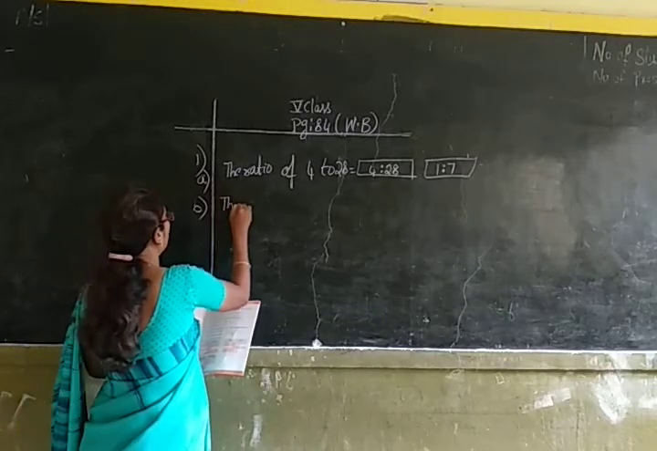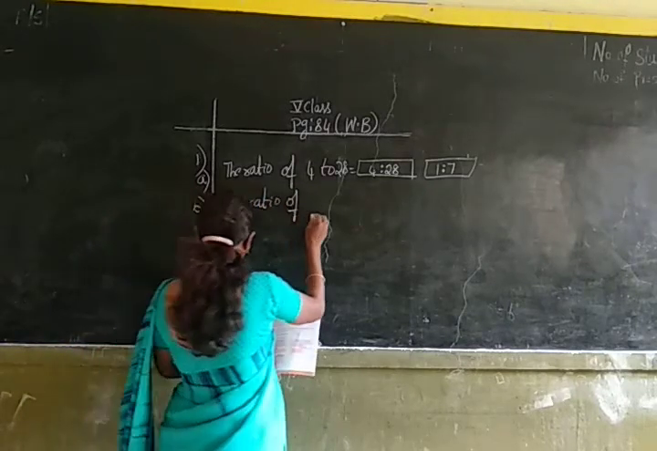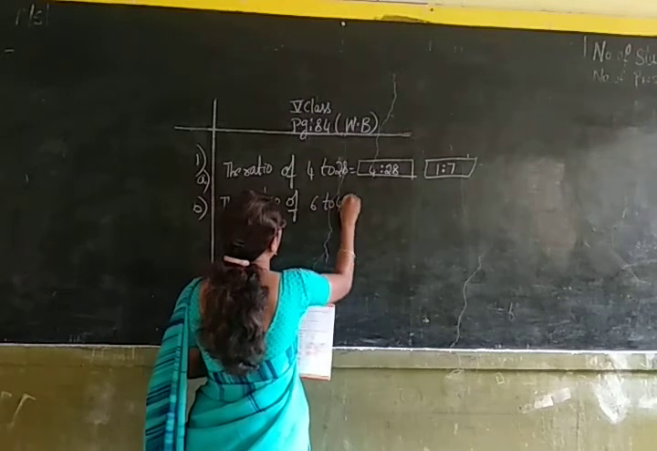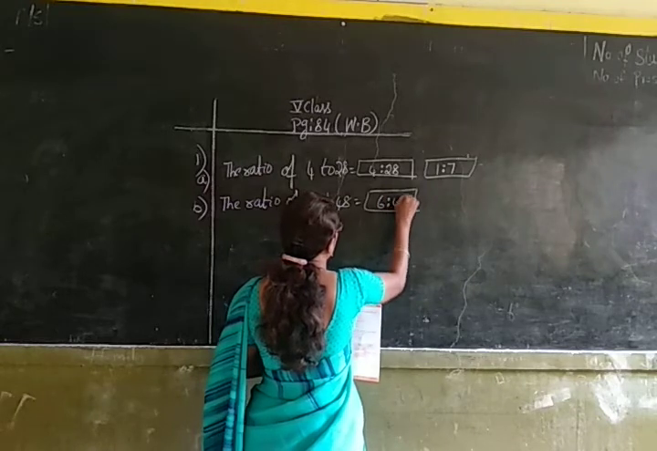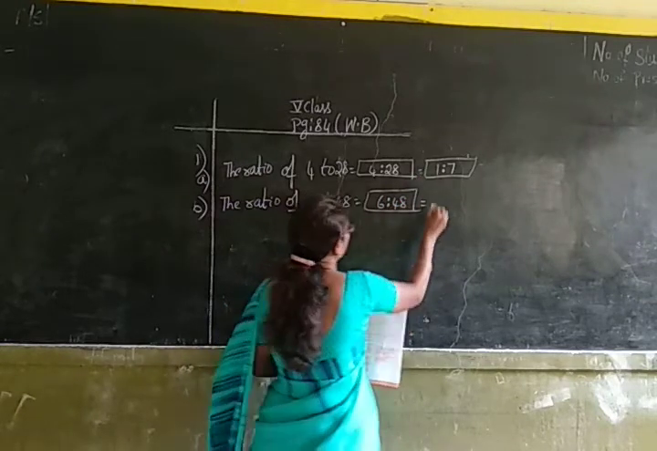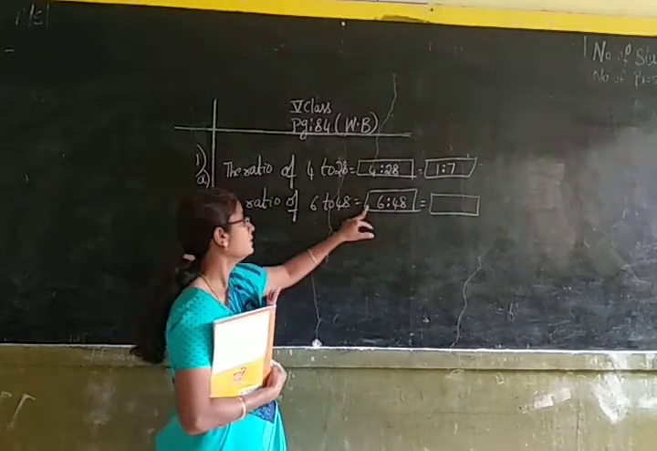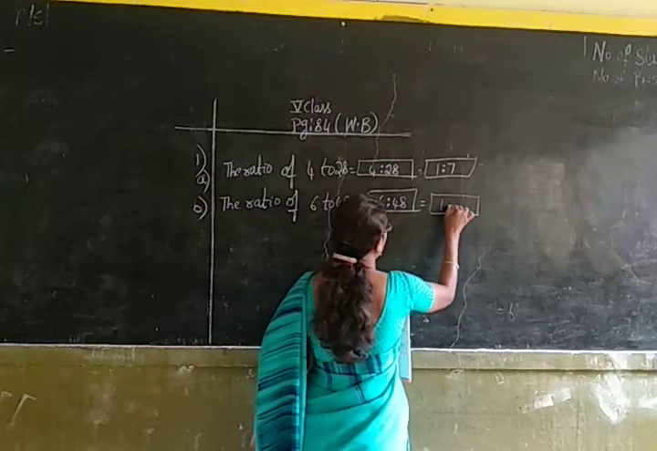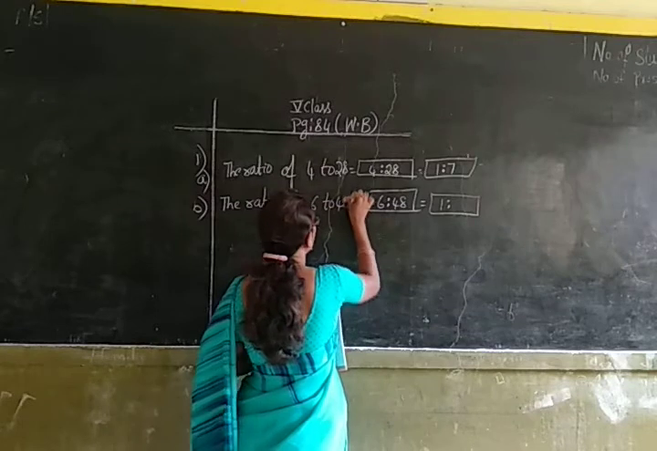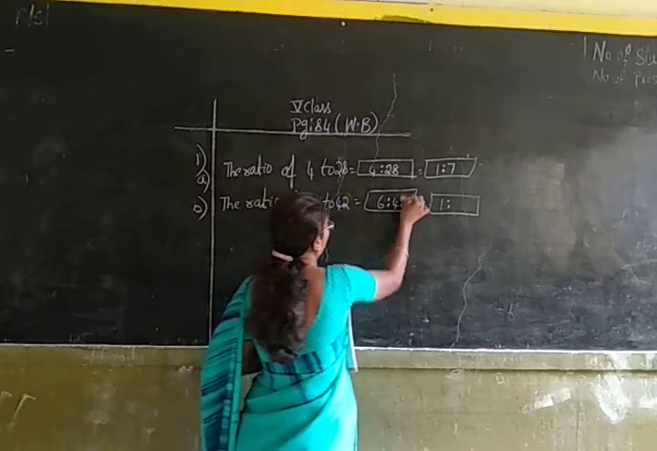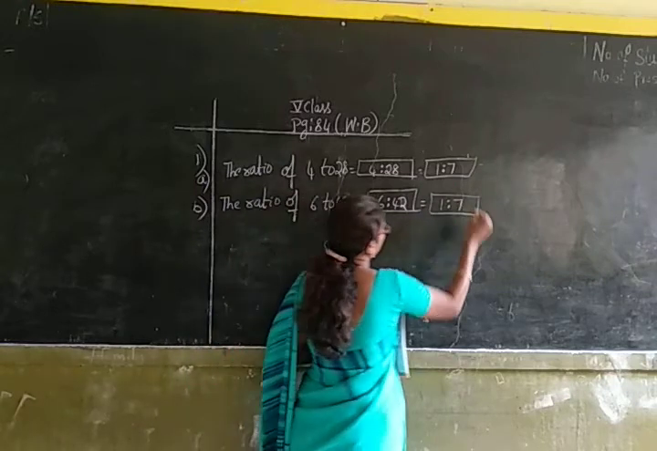The ratio of 6 to 48, which means it is equals to 6 is to 48. Now let us find out the lowest form of this ratio. So 6 and 48 are in 6th table. 6 goes in 6 one time and 6 goes in 48. Sorry children, this is 42. Okay, this is 42. So 6 goes in 6 one time, 6 goes in 42 7 times.